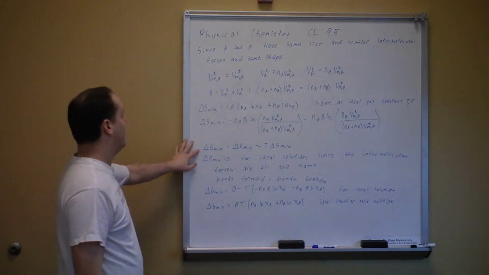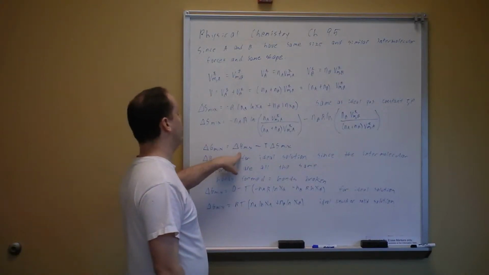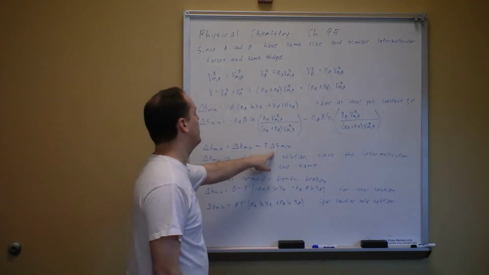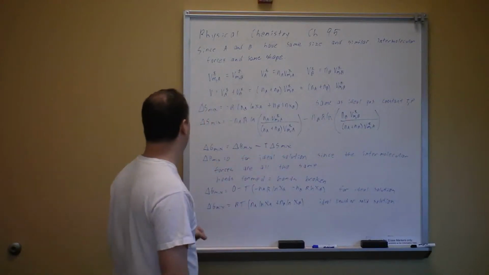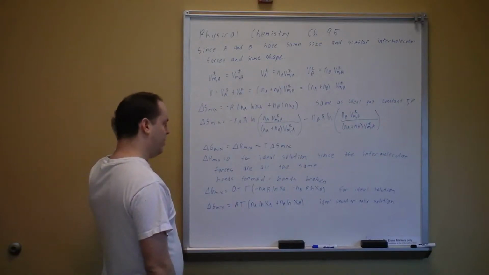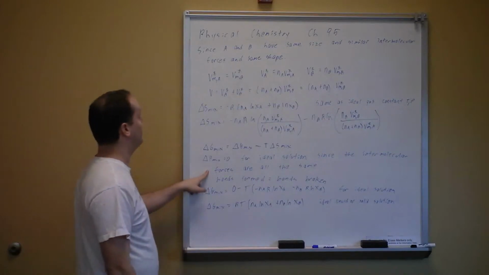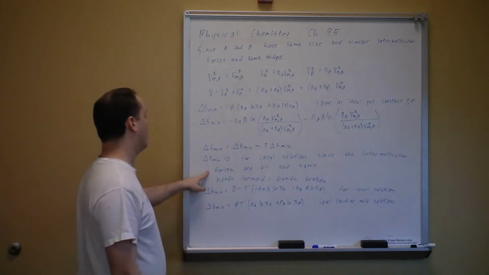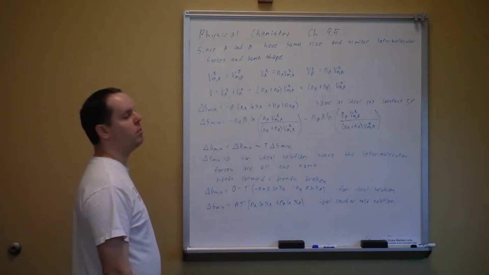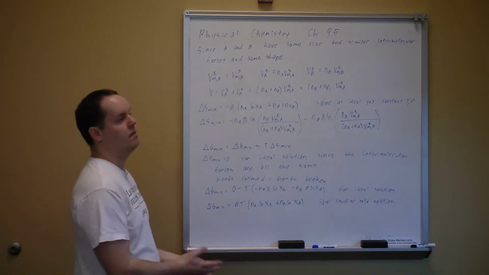Now, the change in Gibbs free energy of mixing is going to be delta H, the change in enthalpy of mixing, minus temperature times the change in entropy of mixing. Now we know that the delta H of mixing is going to be equal to 0 for an ideal solution, because the intermolecular forces between A and A or B and B are all the same. So any bonds that we break by adding B are going to be equal to the new bonds formed by adding B.